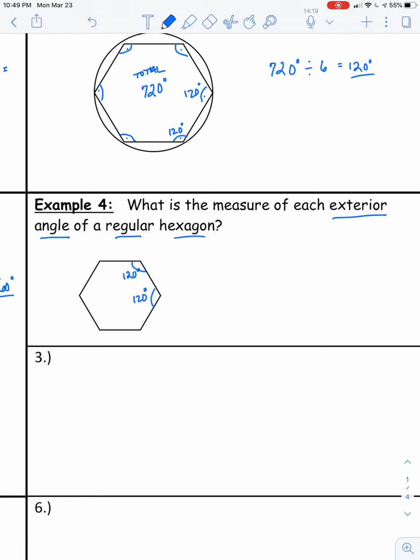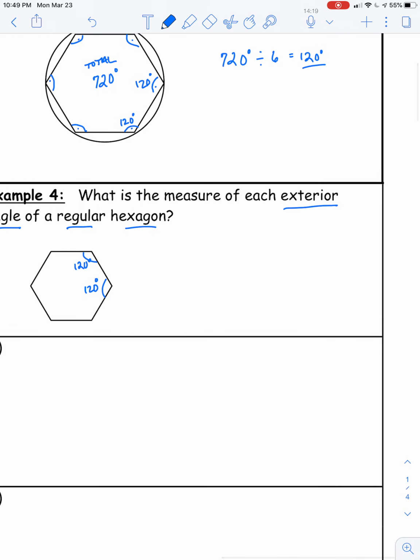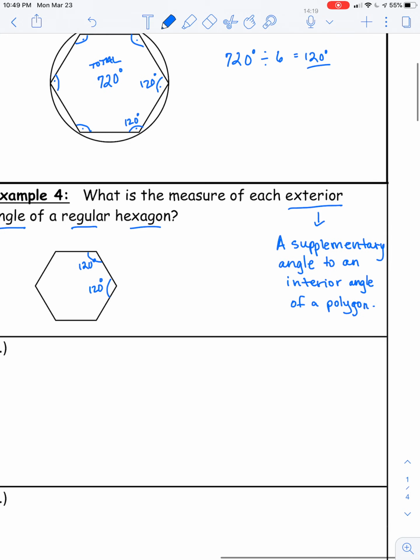I'm going to give you the definition of an exterior angle. I want you to write this in your notes. Just put an arrow down here, and here's what I want you to write. An exterior angle is simply a supplementary angle to an interior angle of a polygon. Okay, that's the definition. So what does that look like?